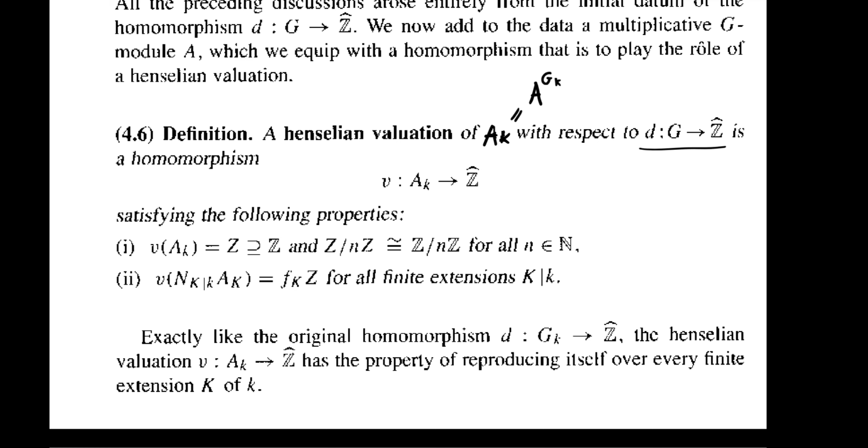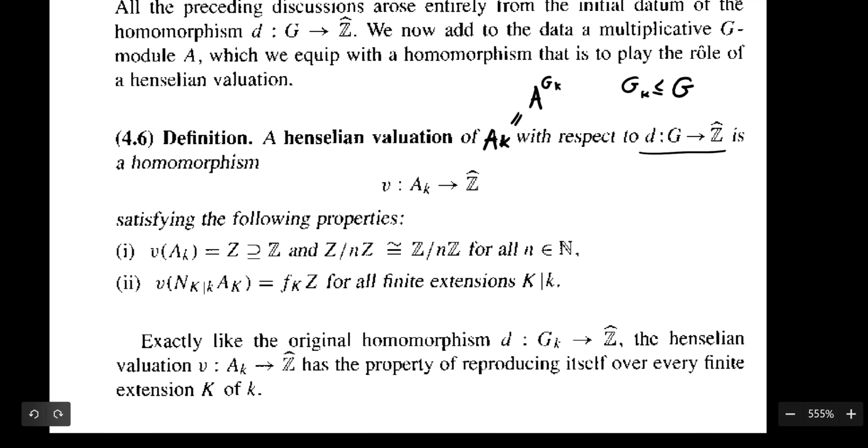But what is G_K? G_K is again a subgroup of G, and for the provided group G, there are many subgroups whose symbols give fields. We call the fixing field of this group K symbolically. And then we have G_K. And we are now going to define a Henselian valuation for A_K, if it satisfies the two properties.